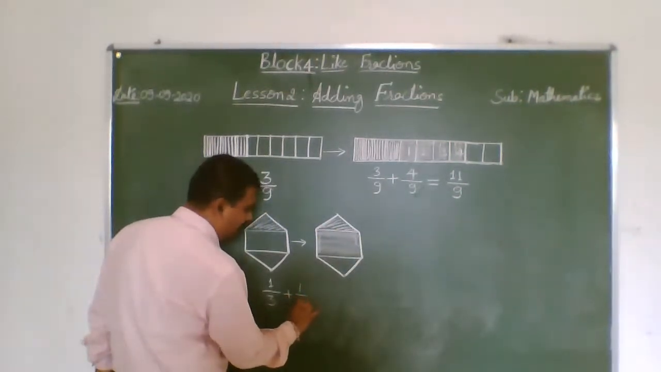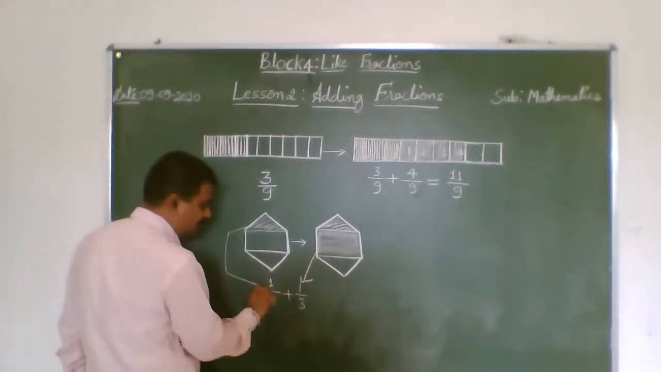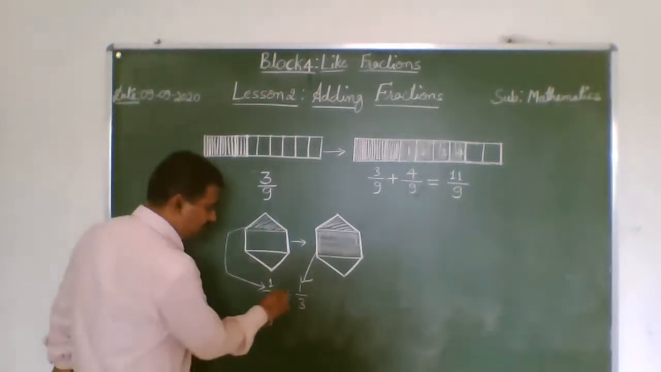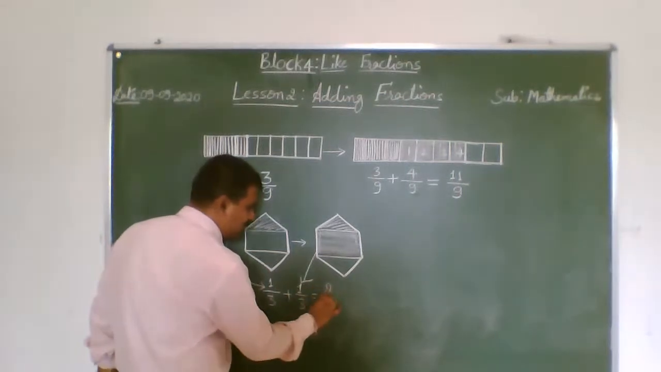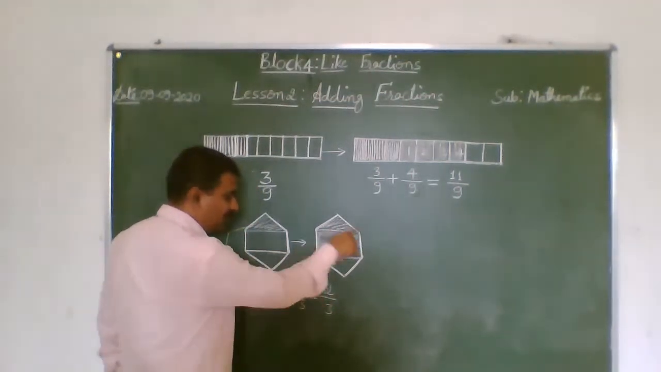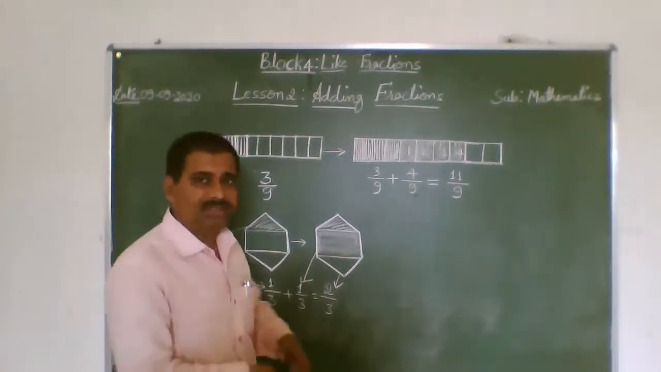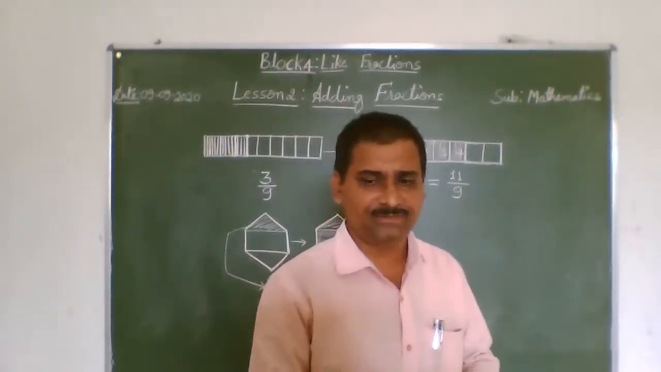Again, one more part shaded. This is the shaded part, and this is also shaded with the lines, right? So 1 by 3 plus 1 by 3, 1 plus 1 is 2 by 3. Total 2 parts are shaded out of 3 parts.